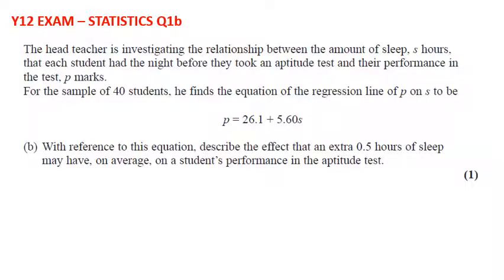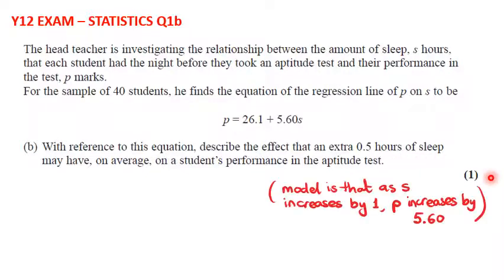So in part B, we are given the equation of the regression line for performance related to sleep, P on S. We want to describe the effect that an extra half an hour of sleep may have. What they are testing here for 1 mark is, do you understand this model, using this linear equation as a model, that as S increases by 1, P increases by 5.6.